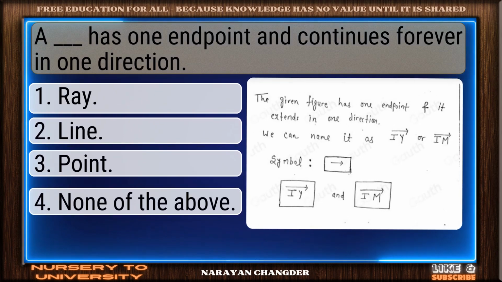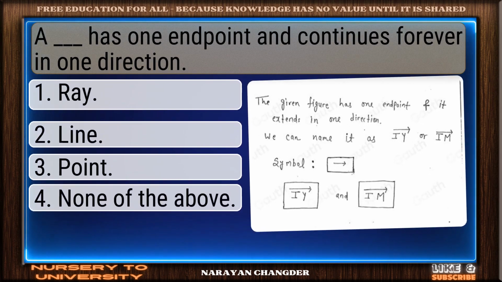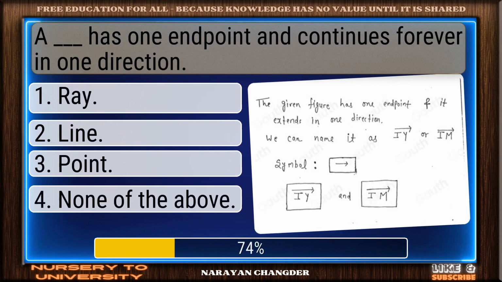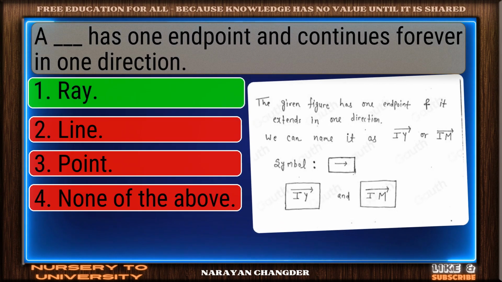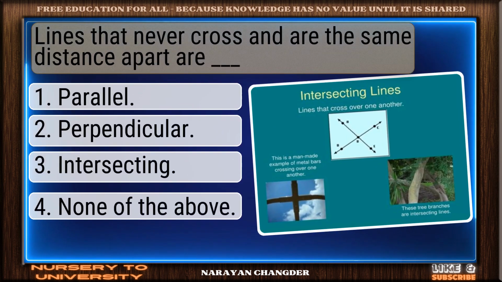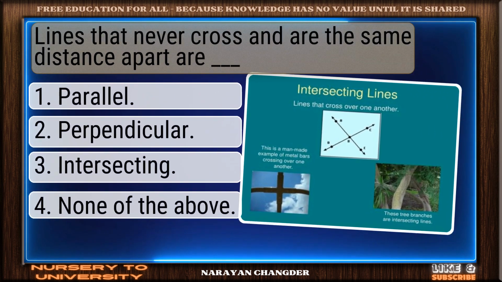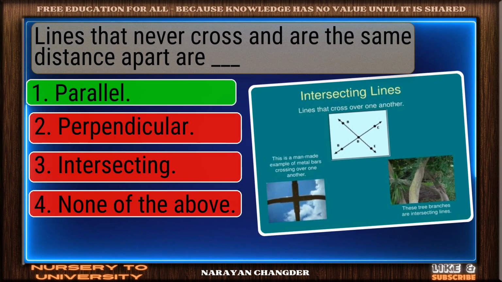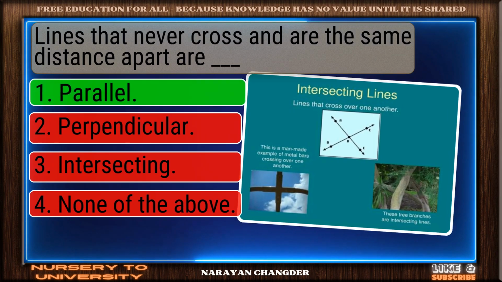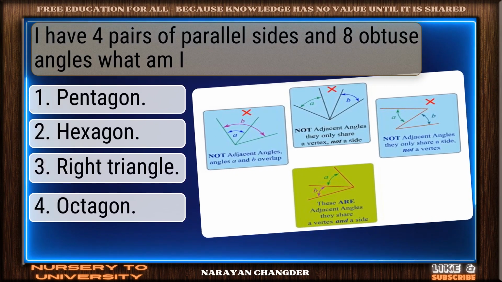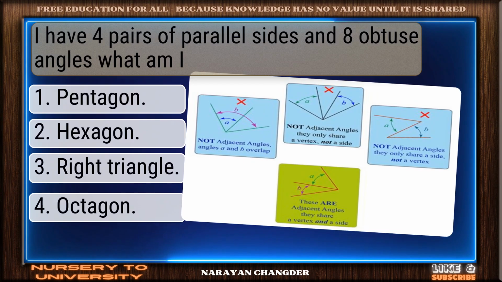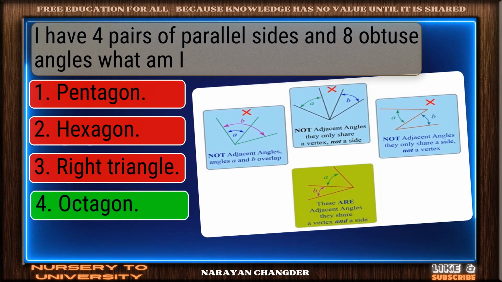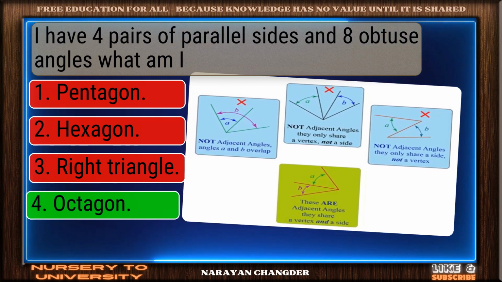Question number 118. A dash has one endpoint and continues forever in one direction. Smart move. Ray is an accurate answer. Question number 119. Lines that never cross and are the same distance apart are dash. Smart pick. Parallel is the correct choice. Question number 120. I have four pairs of parallel sides and 8 obtuse angles. What am I? Excellent choice. Octagon is the right answer.